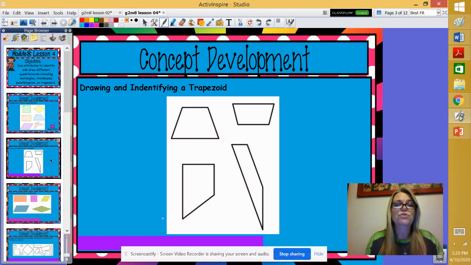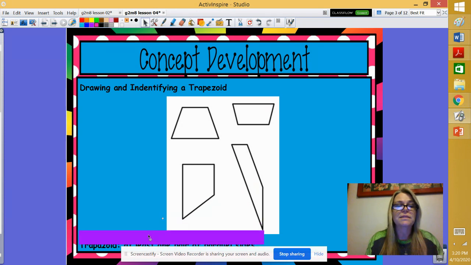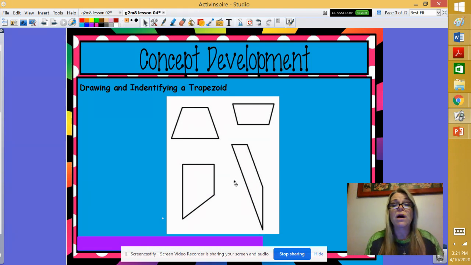So let's talk about drawing and identifying trapezoids. Trapezoids have at least one pair of parallel lines. Let's look at our definition. Trapezoids, at least one pair of parallel lines. Here are some examples of some trapezoids. They don't all look the same, but they do all have that one characteristic of having one set of parallel lines. The other set of sides are not parallel. They will eventually cross if they were extended out.